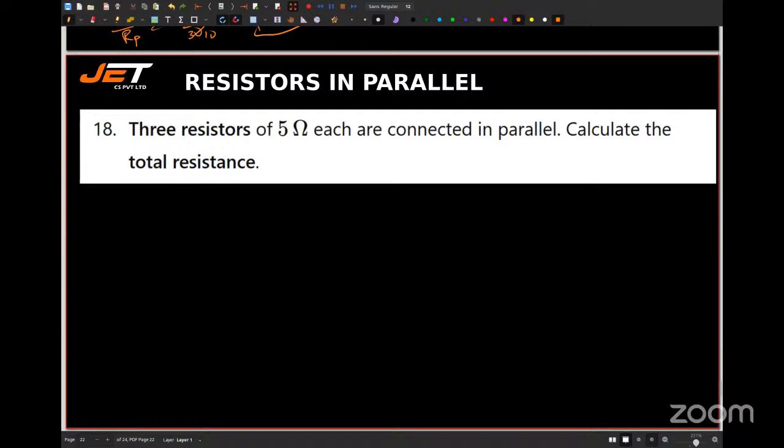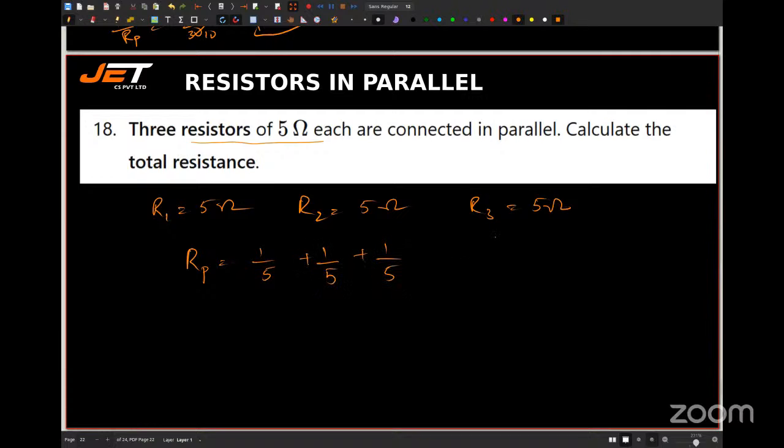So three resistors of 5 ohms each are given. R1 is equal to 5 ohms. R2 is equal to 5 ohms. And R3 is equal to 5 ohms. And they are all connected in parallel. We need to calculate the total: 1 by 5 plus 1 by 5 plus 1 by 5. How would I get this?